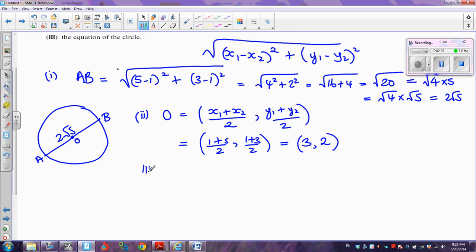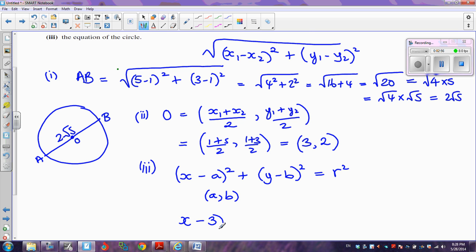Now the last part asks me to find the equation of the circle, and I should know that the general equation of a circle is x minus a squared plus y minus b squared, which equals r squared, and that's for a circle which has a centre (a, b) and a radius r. Well, in this case, a and b are 3 and 2, because I've just found that that's the centre of my circle. So here, the equation of my circle is x minus 3 squared plus y minus 2 squared, and that is equal to the radius squared.